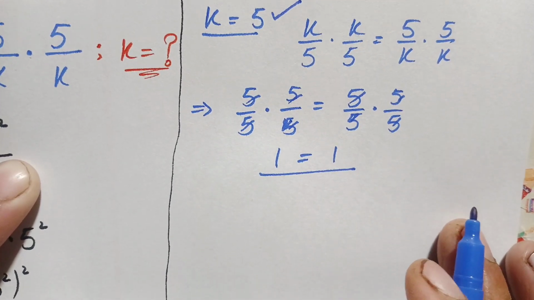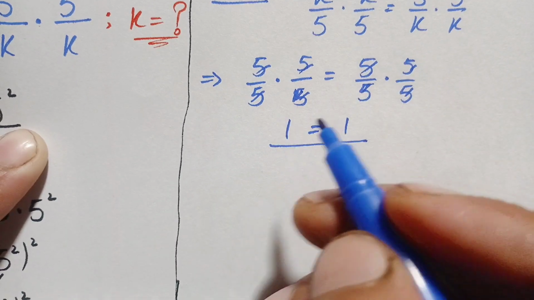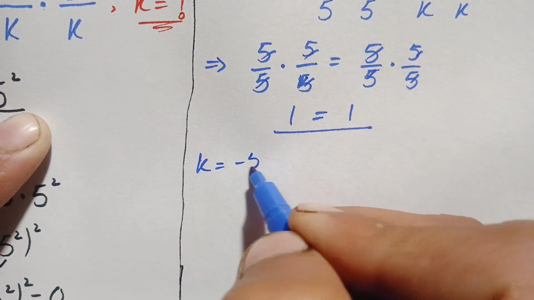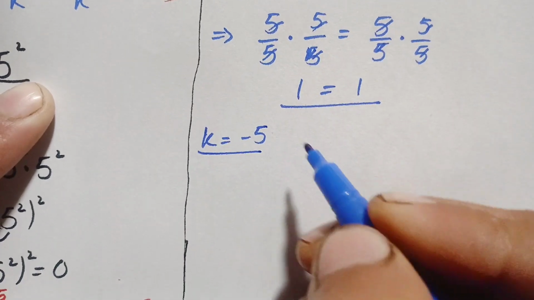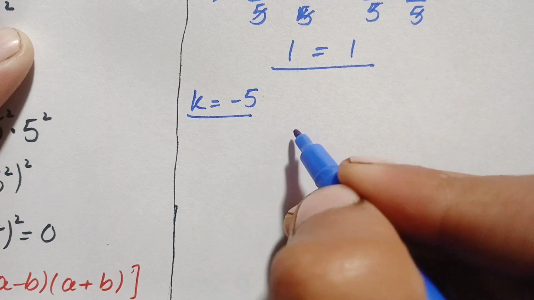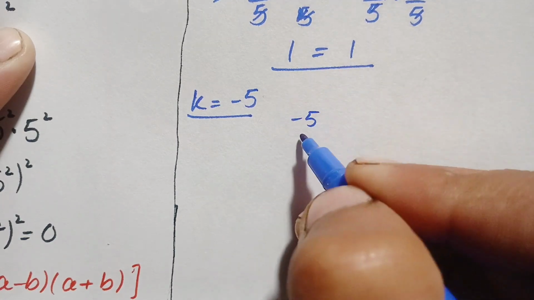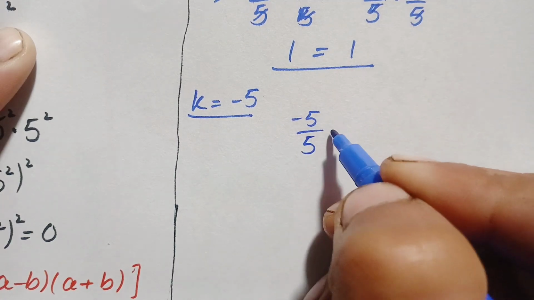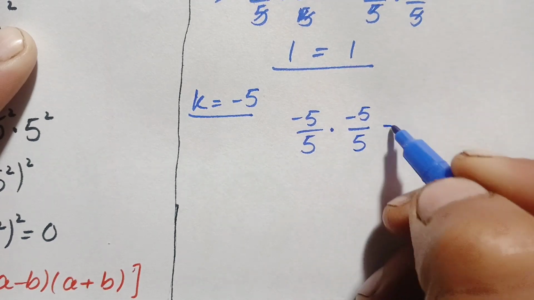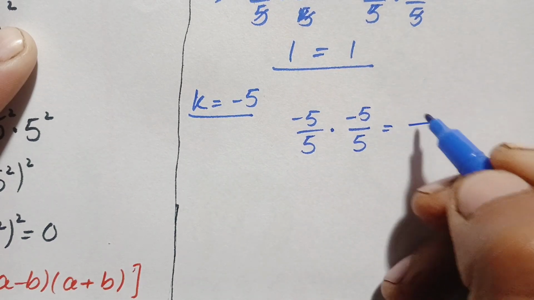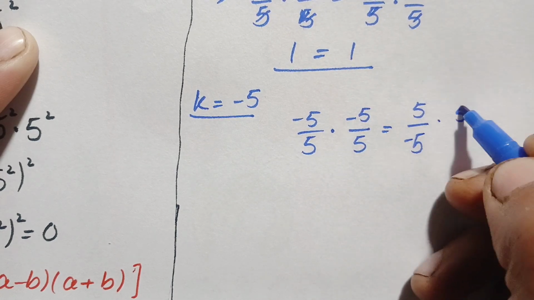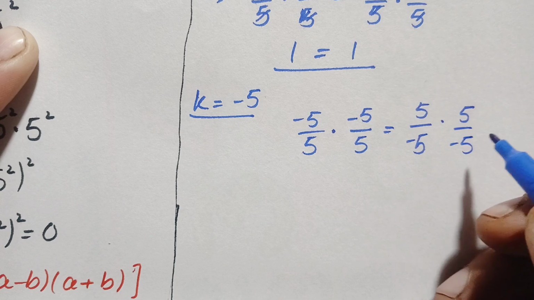Now if we try to replace k with negative 5, we will check that value. So let's replace k with negative 5. This will become negative 5 by 5 times negative 5 by 5 is equal to 5 divided by negative 5 times 5 divided by negative 5.